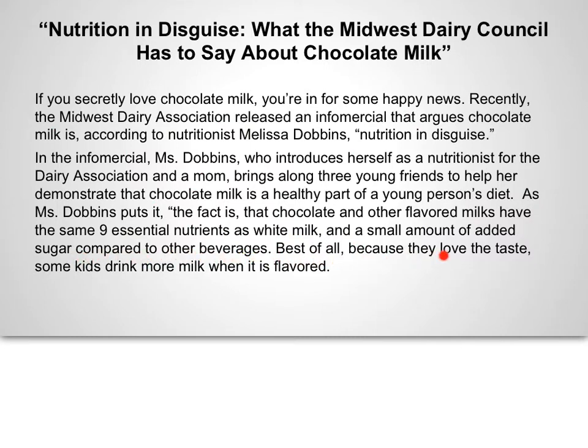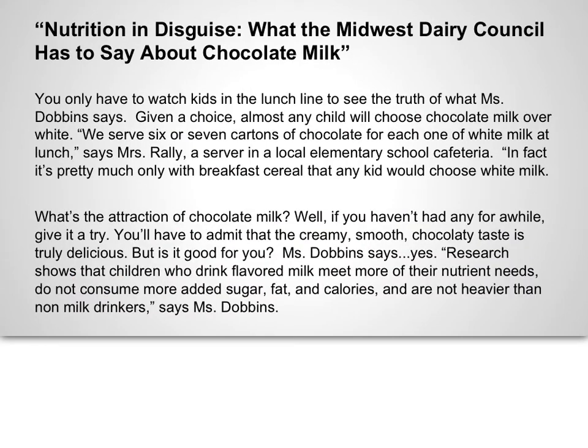Best of all, because they love the taste, some kids drink more milk when it's flavored. You only have to watch kids in the lunch line to see the truth of what Miss Dobbins says. Given a choice, almost any child will choose chocolate milk over white. "We serve 6 or 7 cartons of chocolate for each one of white milk at lunch," says Mrs. Raleigh, a server in a local elementary school cafeteria. In fact, it's pretty much only with breakfast cereal that any kind of kid would choose white milk.